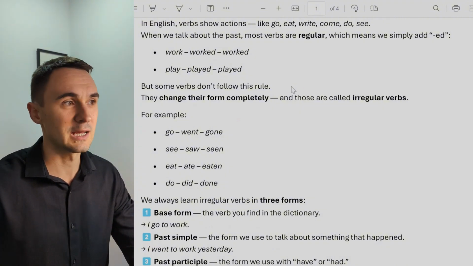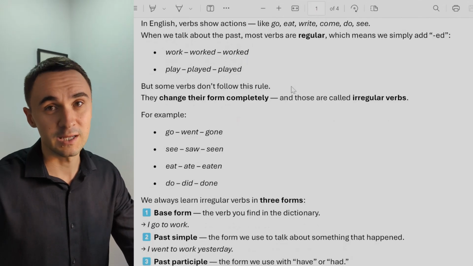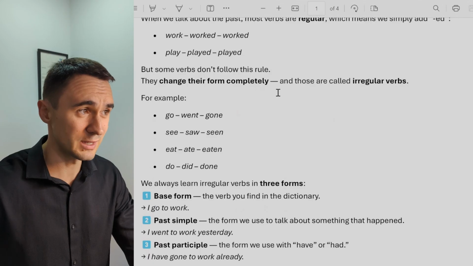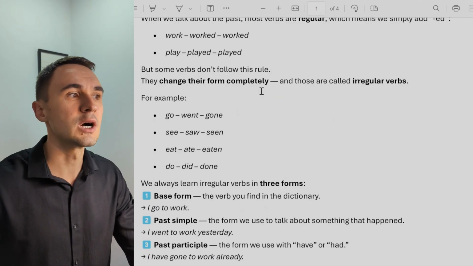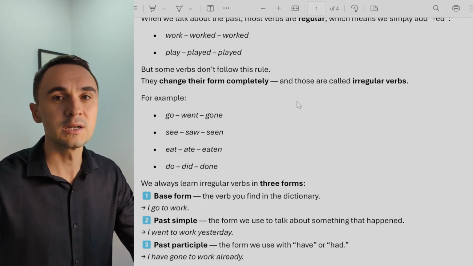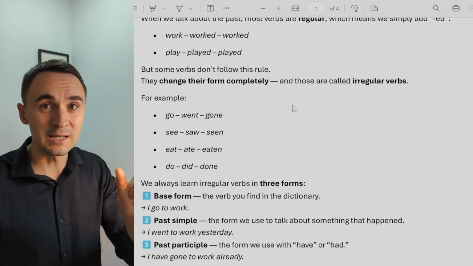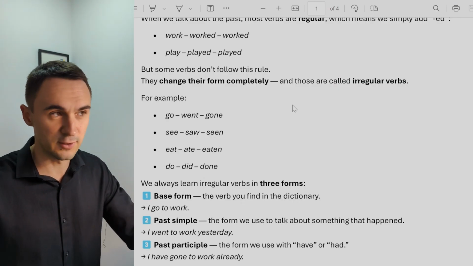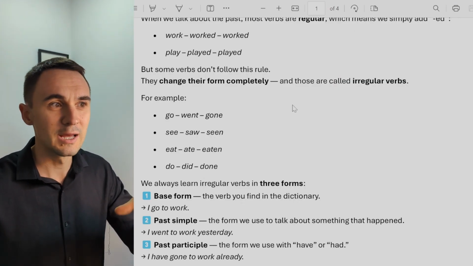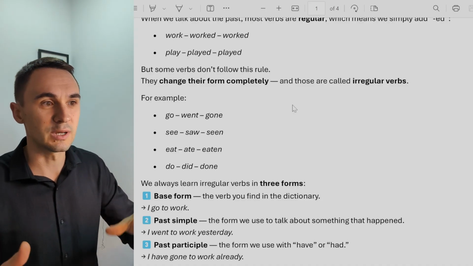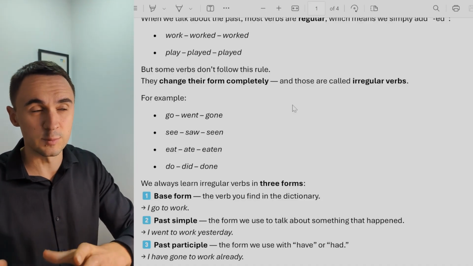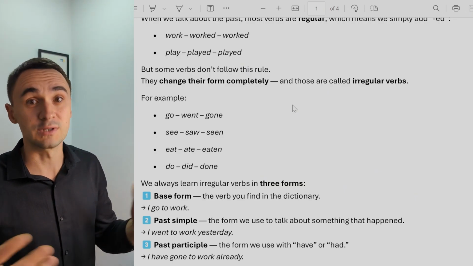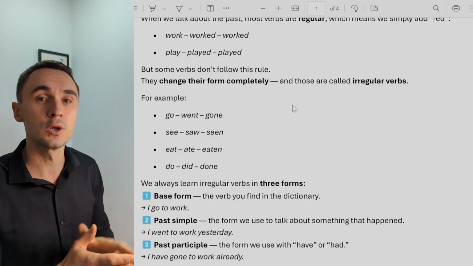And that's why we have a list or a table of irregular verbs. Now, these verbs don't follow the rule, right? They change their form completely, and those are called irregular verbs. Remember that ir prefix, it is actually not, so not regular, not following the rule, okay? It's very important just to understand the basic principle behind regular and irregular verbs, because you might wonder, what are these irregular verbs? Are they somehow different? Yes, they are, because they don't follow this rule.